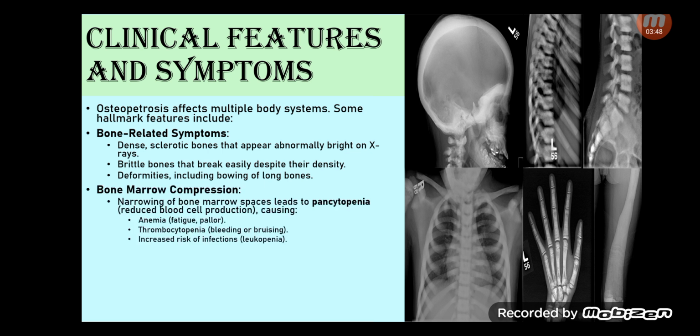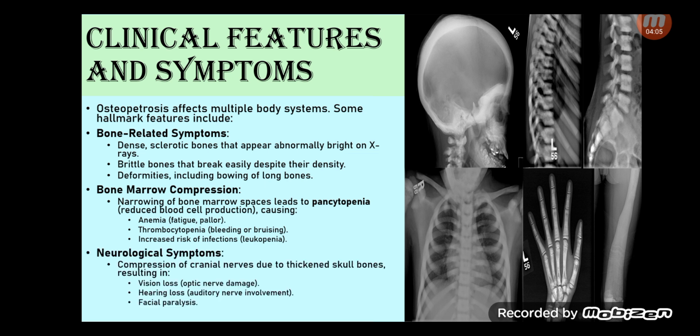Then we have bone marrow compression and its symptoms. That is, narrowing of bone marrow spaces leads to pancytopenia, that is reduced blood cell production, and as a result it causes anemia, thrombocytopenia, and increased risk of infection, that is leukopenia.